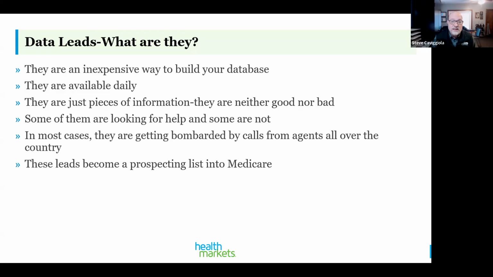Because here's the bottom line, guys. It's very hard to market in the Medicare space. About the only thing you can do is direct mail or email. You can't call them. They have to initiate contact. And so what I have found is by buying these, and again, I don't buy Medicare leads, the only leads I buy is health insurance leads. But what ends up happening is these become my mailing list and my emailing list into people turning 65.